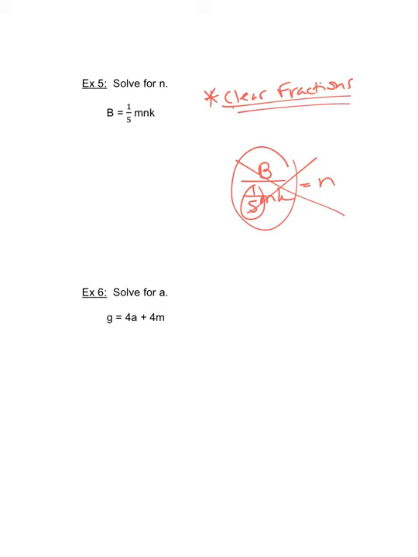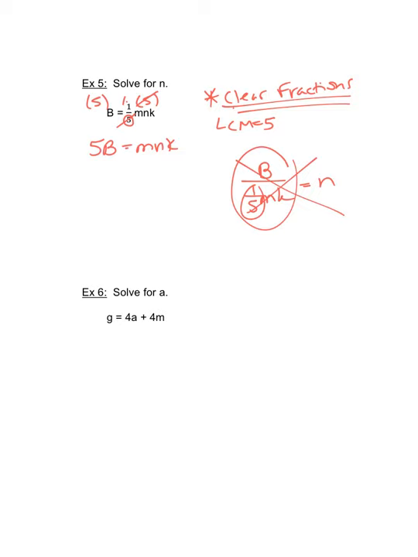That's not simplified. So we have to clear our fractions in the first step. So think to yourself about the LCM. What's the LCM? Well, if I only have one denominator, 5, then my LCM is 5. So the first thing I need to do is multiply by 5. That's going to get rid of my fraction. The 5's divide. 5 divided by 5 is 1. So I end up with just 5b equals mnk.